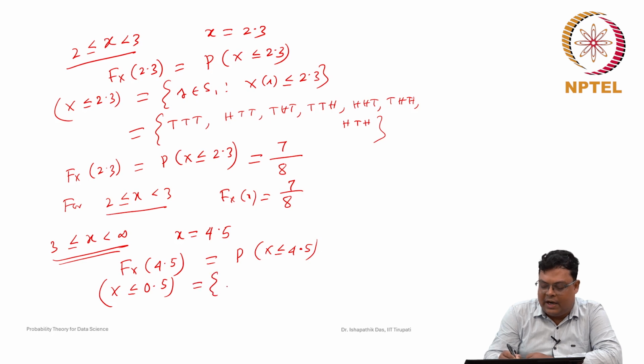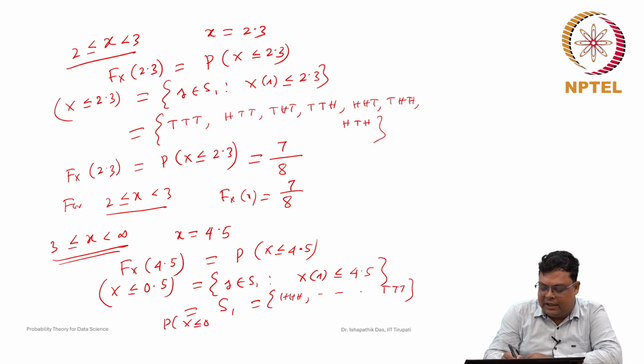So now we first have to find what is denoted by X less than or equal to 4.5. It is the event: all s belonging to S1 such that X(s) is less than or equal to 4.5. Now the range of X is 0, 1, 2, 3. So all s satisfy this relationship, so it is nothing but the whole set S1, because it contains all the points, and not only that, the additional case of 3 heads, x equal to 3, will also come. So what will be the probability that X is less than or equal to 4.5? Let us write it on the next page.